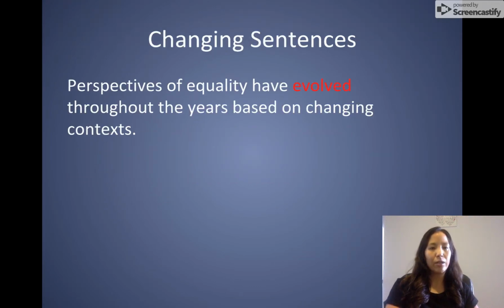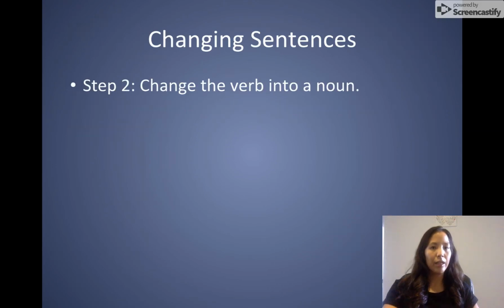Okay, so the verb there is evolved. Sometimes it's easier to find the verb than other times. Sometimes, at first, I think you're going to find this a bit lengthy, but it will get easier over time. So then step 2 is change the verb into a noun.